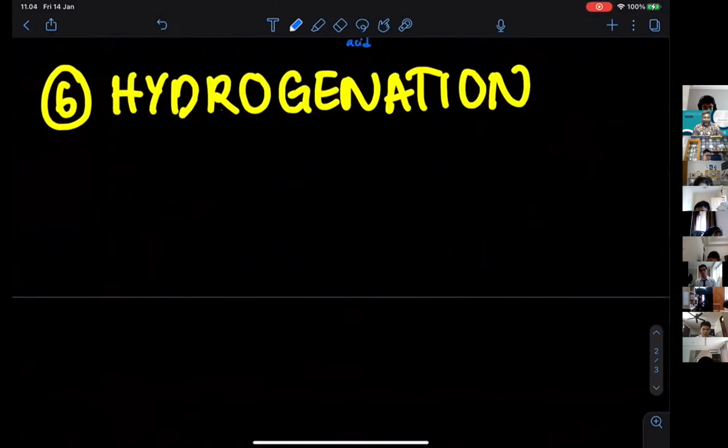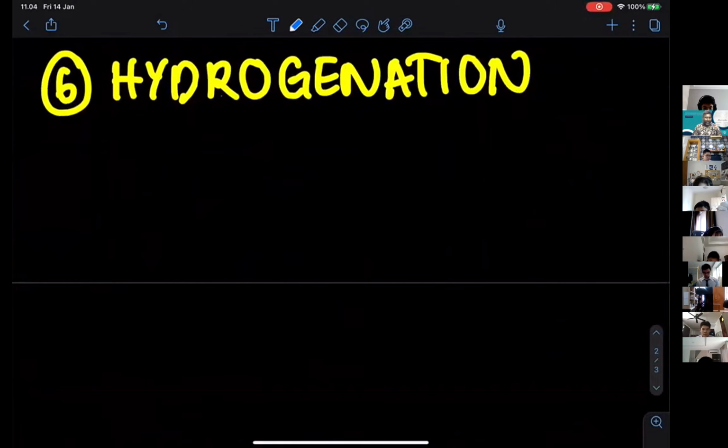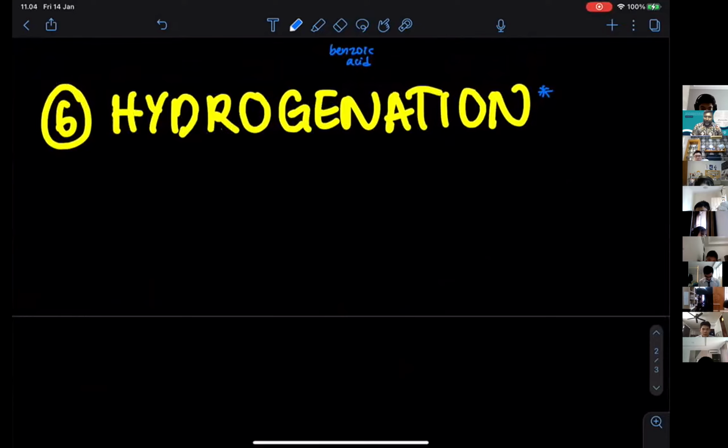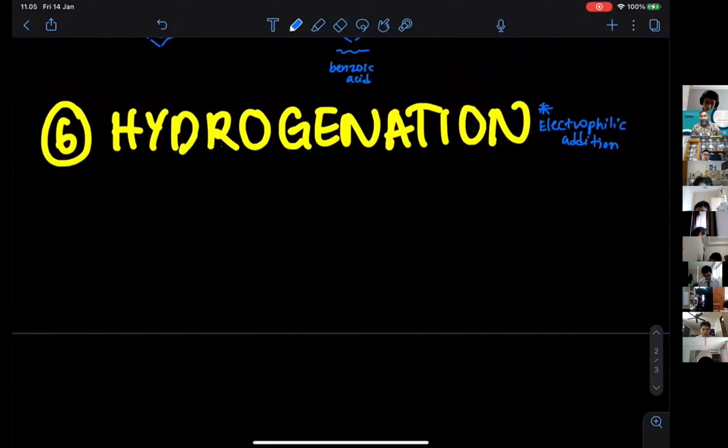Now, this is the last part that I didn't teach you. This one is hydrogenation, which is the reason why I didn't teach you, or it's not found in my old notes, because this is a new addition in the syllabus. So hydrogenation is going to be an electrophilic addition reaction. Normally I told you electrophilic addition doesn't happen for benzene. Why? Because of what we call aromatic stabilization.